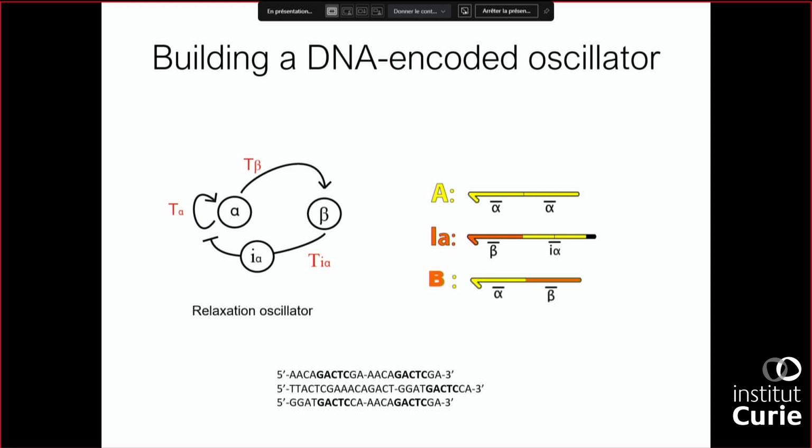Okay. Yes? I have a question. Here you explain very nicely how you control the nature of the interaction between the components qualitatively. Can you control also the kinetics? And what is the range of time constants that you can achieve with such a system?